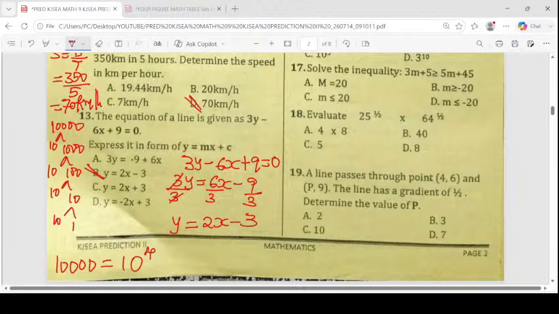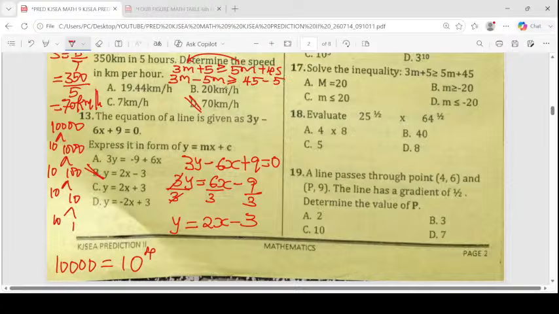Solve the inequality 3m plus 5 is greater than or equal to 5m plus 45. So when you have 3m plus 5 is greater than or equal to 5m plus 45, let us collect the like terms. I want this one to come here. When a number crosses the inequality symbol, the sign changes. So this will be now 3m minus 5m being greater than or equal to 45 minus 5.